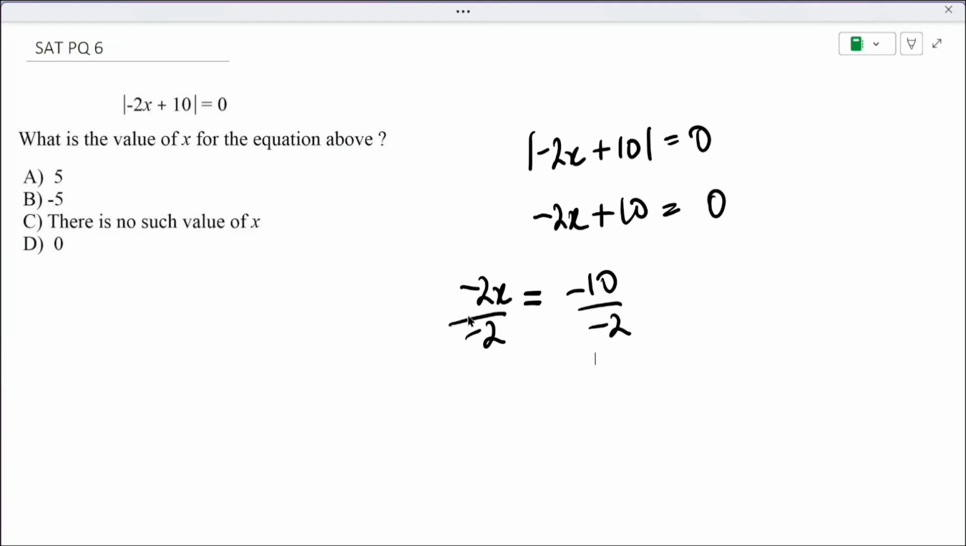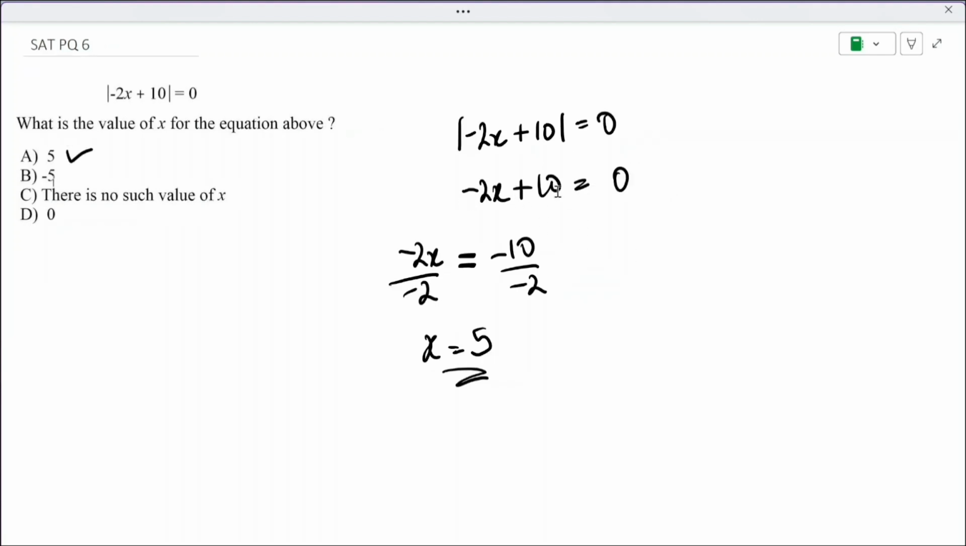Negative divided by negative is positive. 2 divided by 2 will cancel out. Then you'll be left with x here equals negative divided by negative, you have positive. 10 divided by 2, you have 5. X is 5. So the answer to the question is A, that's 5, or positive 5.